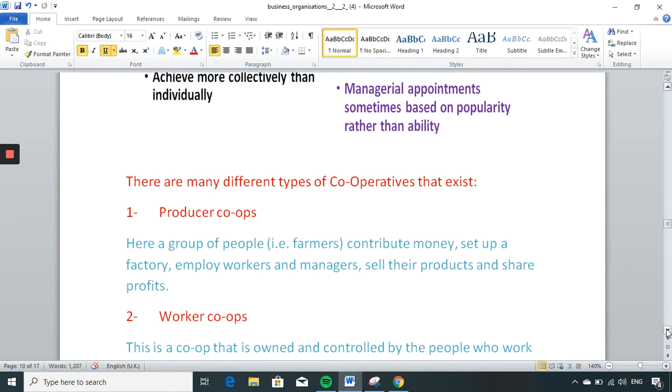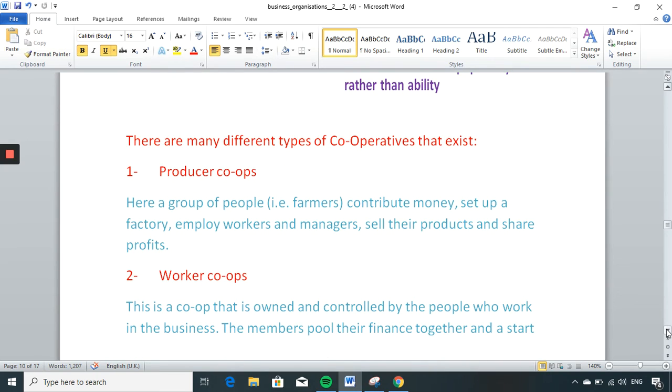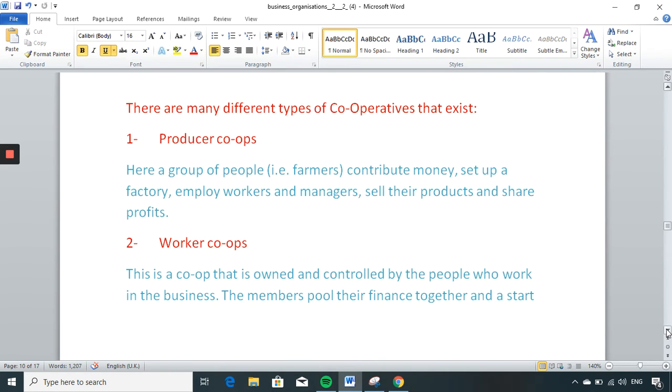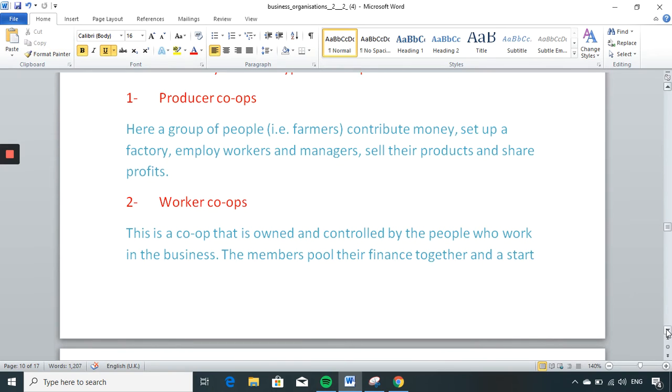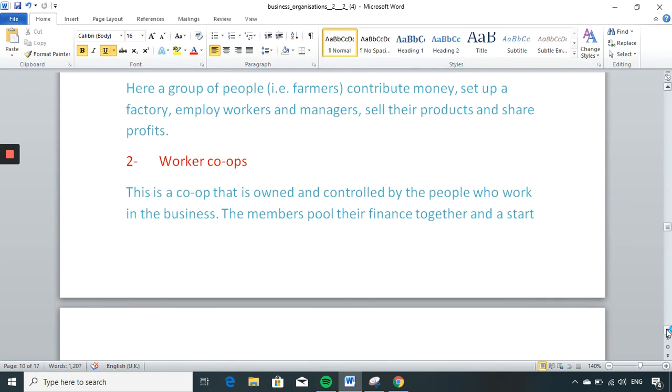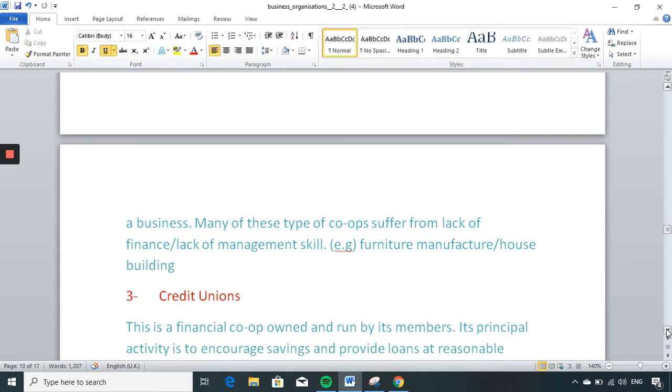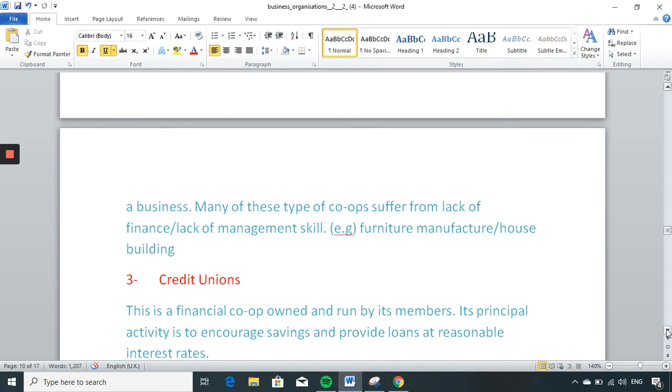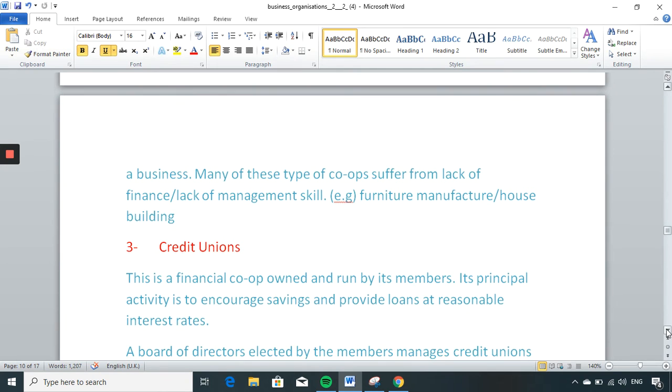And just the most common forms of cooperatives: we've got producer cooperatives. You think of farmers, for example. They contribute money, set up the factory and employ workers and managers, so as producers they share profits. Then worker cooperatives: people who work in a similar business pool their finances together to start a business, like furniture manufacturing and house building people.